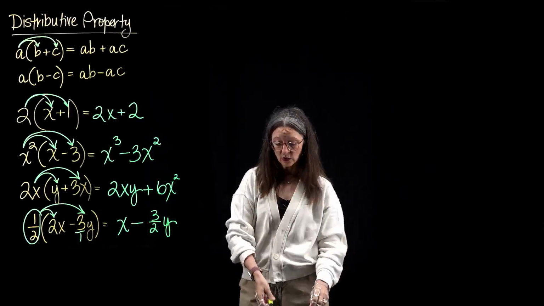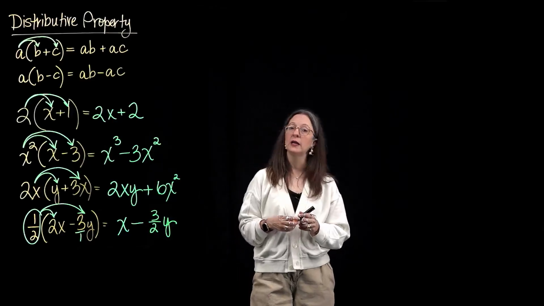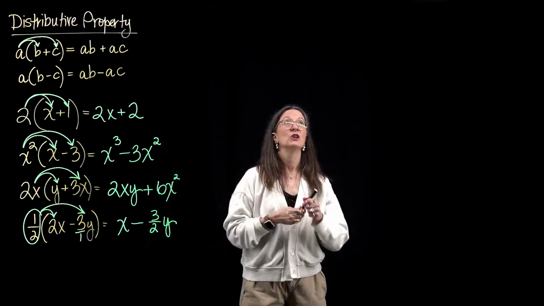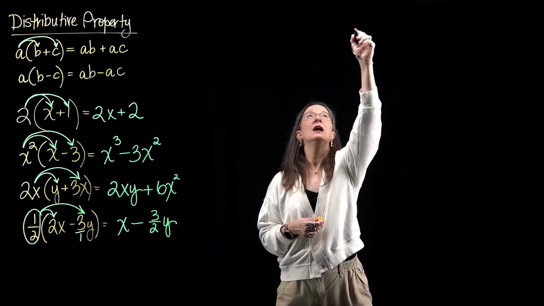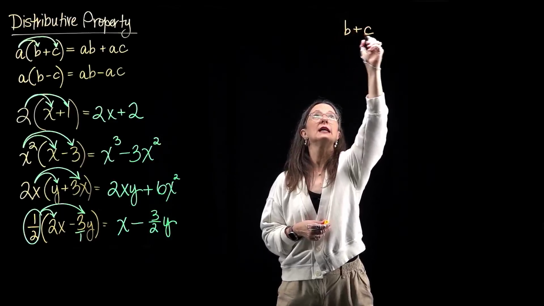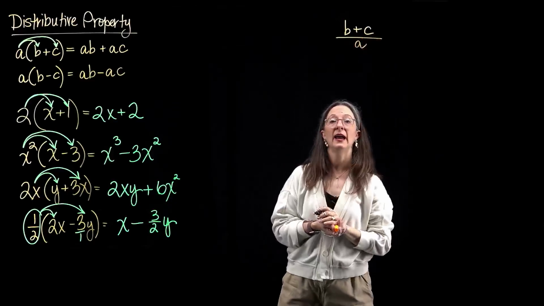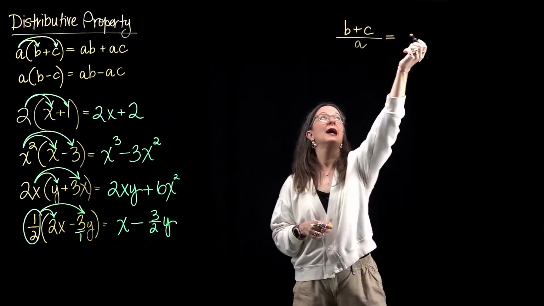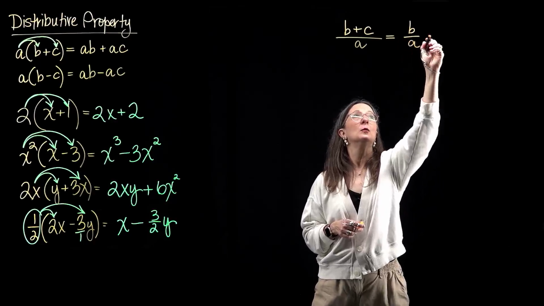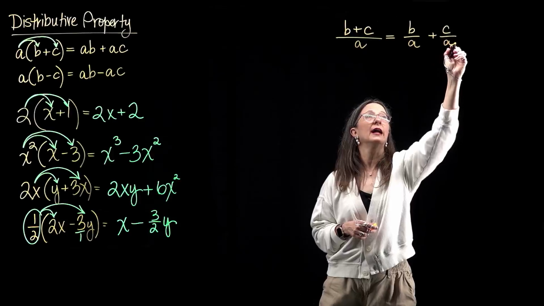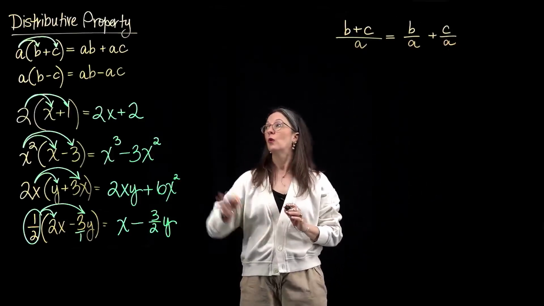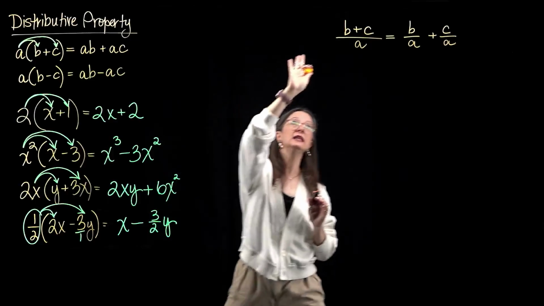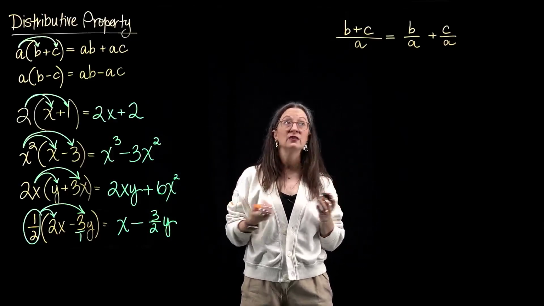So this leads me into one other way we see the distributive property that's not always as common, but equally important: division. So if I have b plus c and it is divided by a, this can be rewritten as b over a plus c over a. So over here, I'm distributing the multiplication, and then here, I'm distributing the division.